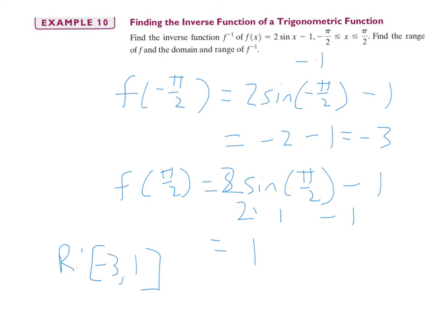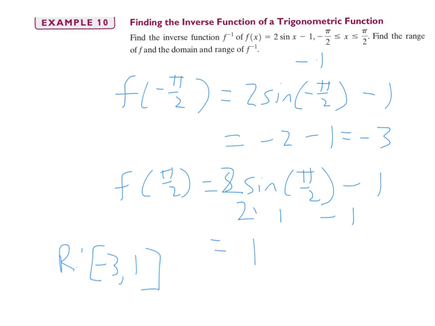Because if you notice, the 2 in front of sine of x means it stretches from negative 1 to 1, all the way from negative 2 to positive 2. But since you're subtracting 1 on the end, that means you shift everything down 1 unit. So instead of going from negative 2 to positive 2, it would go from negative 3 to positive 1. And the domain would still be negative pi over 2 to positive pi over 2.